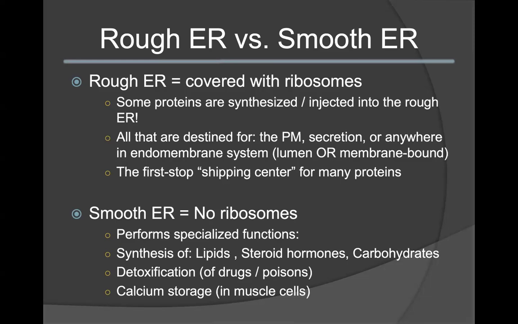The smooth ER does not have ribosomes attached to it. However, it performs very different functions. The smooth ER is responsible for synthesizing lipids, steroid hormones, as well as carbohydrates. It's responsible for the detoxification or neutralization of various drugs and poisons, as well as calcium storage, which is particularly important in muscle cells. This is because muscle cells need a high level of calcium in order to be able to contract their filaments properly.